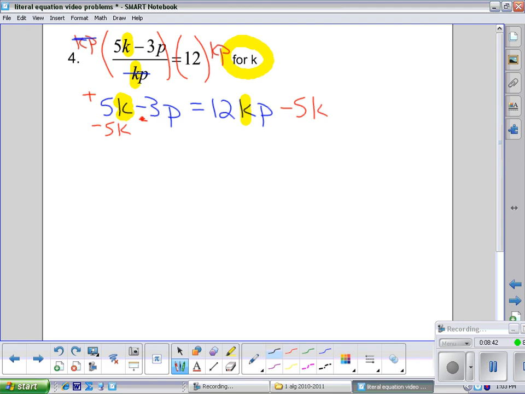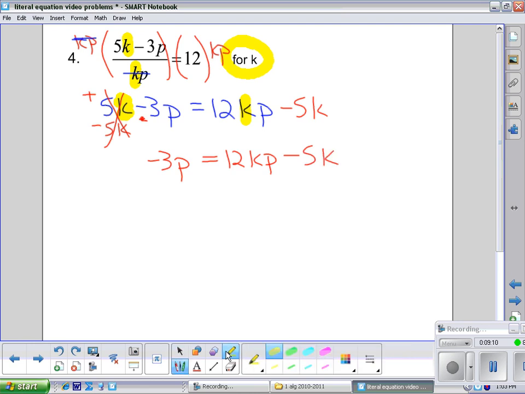And I chose to put it to the right of the 12kp minus 5k because I'm not going to be able to actually subtract those numbers because they're variables. So now if you look on the left-hand side, we have some cancellations taking place. 5k minus 5k is gone, and all that's left on the left-hand side of the equation is negative 3p. And on the right-hand side, I have 12kp minus 5k, which are unlike terms.